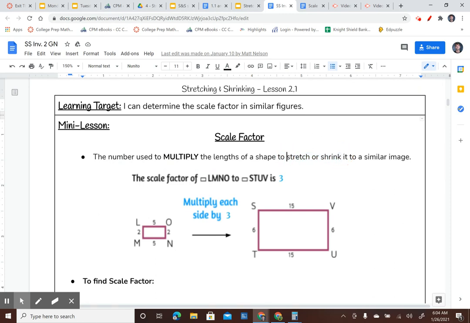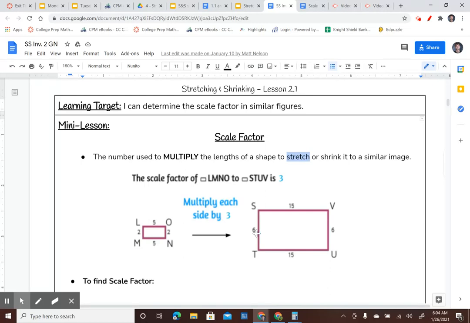In order to make a shape bigger or stretch it, we're going to have to multiply by a number bigger than 1. For example, we see down below, we're multiplying each side by 3. And when we multiply each side by 3, our numbers are going to get larger. And so instead of just being a side length of 2, the side length is now 6. Or instead of just being 5, it's now 15. And so my shape looks a lot bigger on the right side because we're scaling it up.